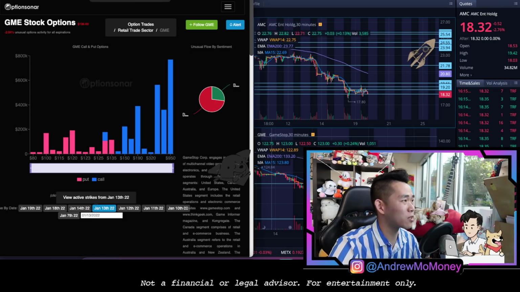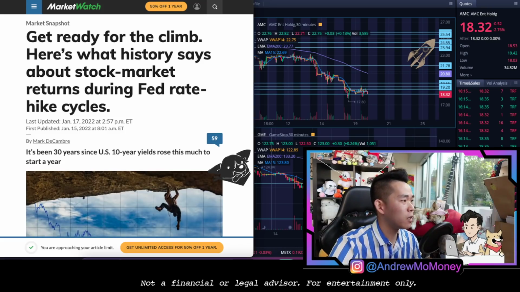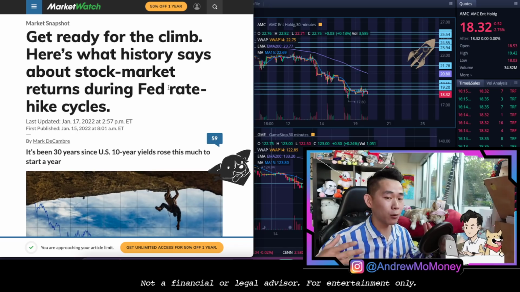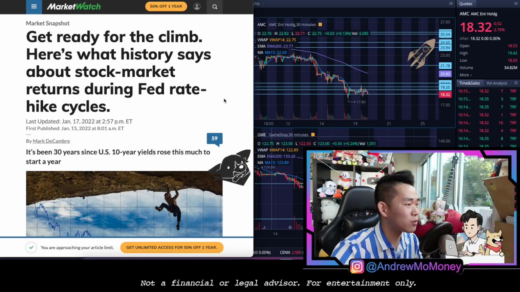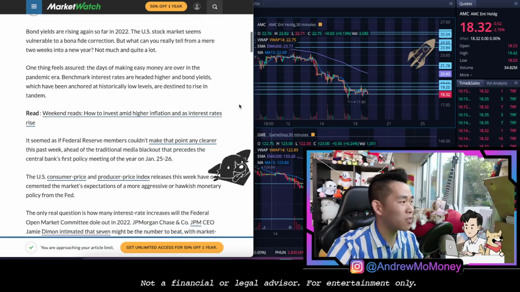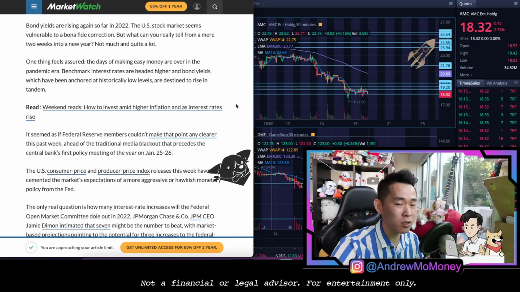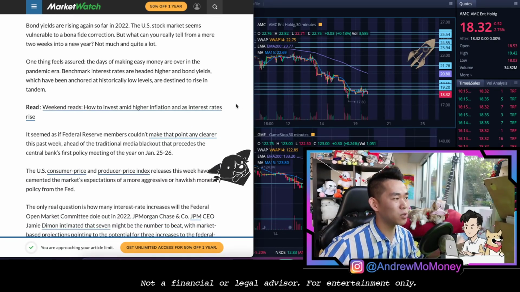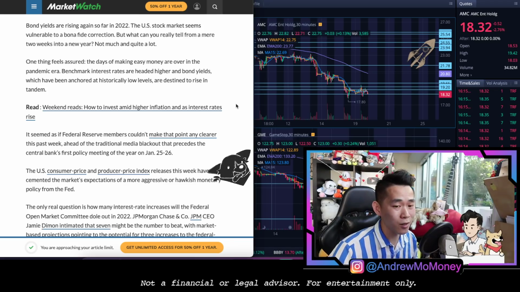What I want to talk to you guys about is what historic data says about the climb. It's been 30 years since US 10-year yields rose this much to start a year. Bond yields are rising again in 2022. The US stock market seems vulnerable to a bona fide correction. What can you tell from a mere 2 weeks into a new year? Not much, but quite a lot. One thing feels assured: the days of making easy money are over in a pandemic era.